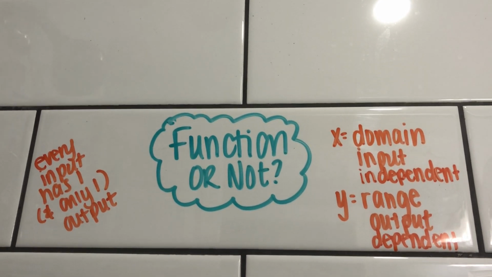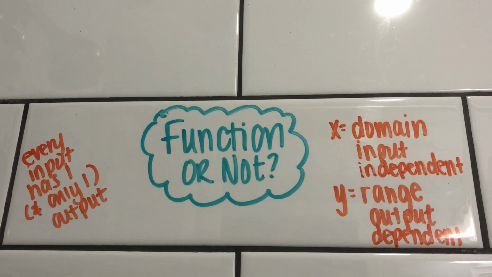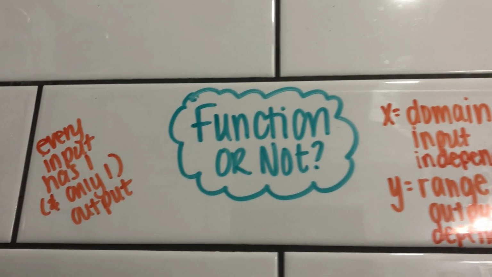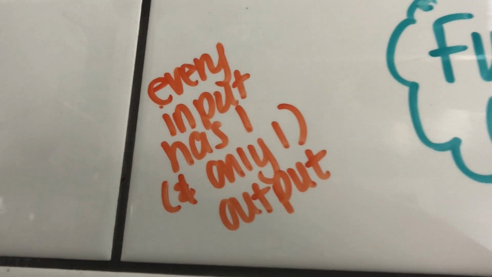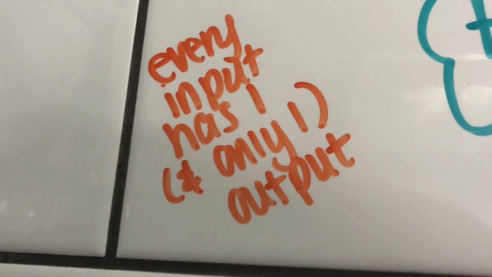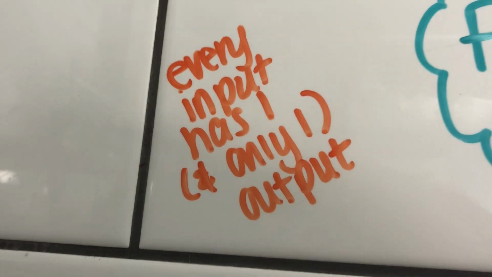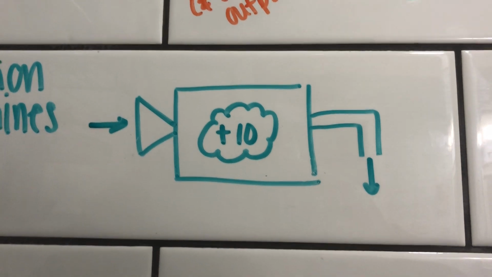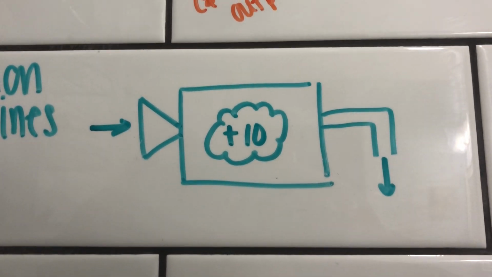Functions are the last type of special equation that we're going to be learning about in this special equations mini unit. And the definition of a function is a relationship in which every input has one and only one output. Now, believe it or not, you guys have been talking about a very, very basic definition of a function when you did function machines a long time ago.